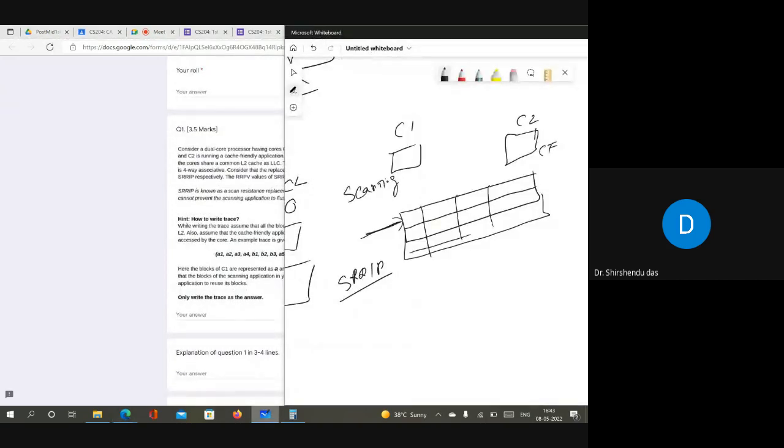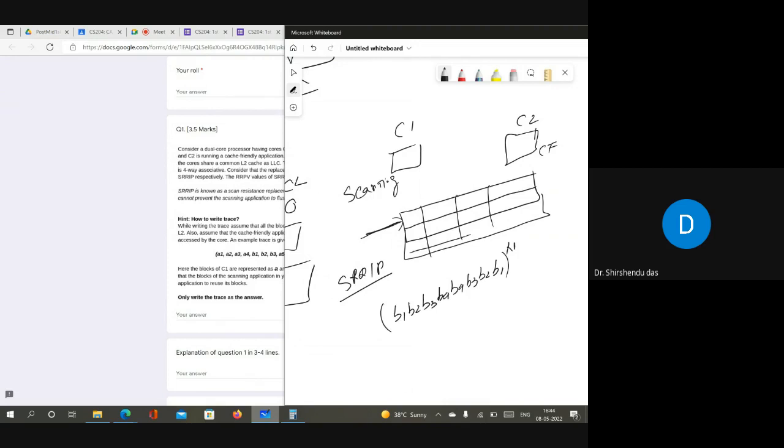Four-way set associative LLC. So suppose C2 is a cache friendly application, then maybe the trace will be like this: B1, B2, B3, B4, and then again B4, B3, B2, B1, and maybe it is repeating. So this is a cache friendly application here. The blocks are accessed repeatedly, respecting both principles of locality, temporal locality as well as spatial locality, right? But I said C1 is running a scanning application.